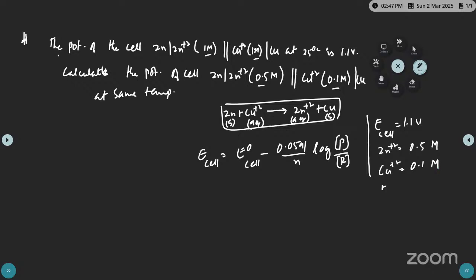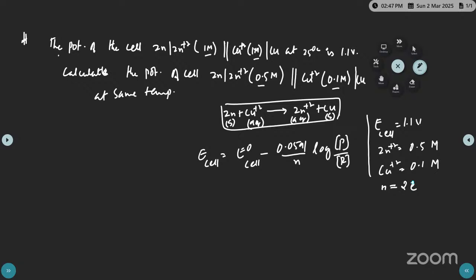And n, what is the n value? How many electrons are involved in the reaction? N is equal to 2. So a total of 2 electrons are involved in the reaction. Substitute all the values in this formula.